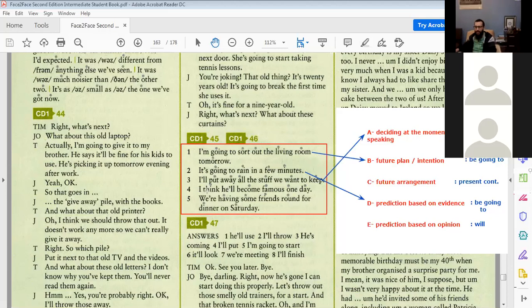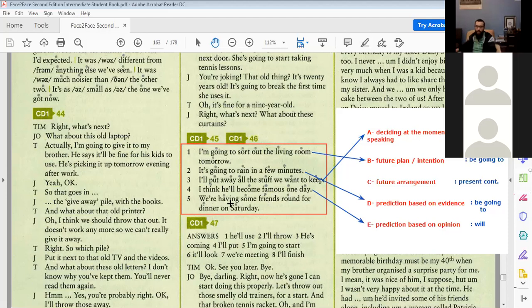Now, number four. I think he'll become famous one day. Prediction based on opinion. Right. So maybe the person believes in him. Maybe he'll be right, by the way. Yeah, who knows? But it's an opinion thing.